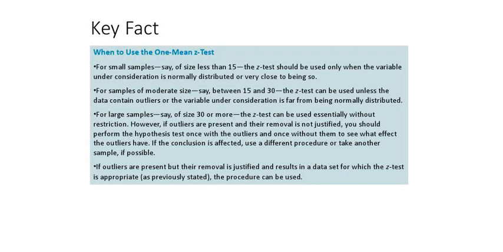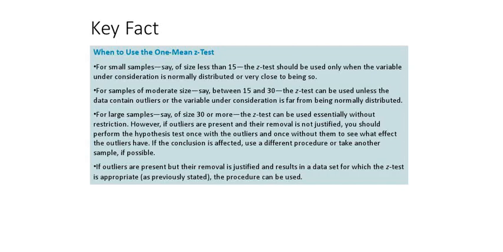However, if outliers are present and their removal is not justified, you should perform the hypothesis test once with the outliers and once without them to see what effect the outliers might have. In reality, that's what we try to do. But if the conclusion is affected, we're going to use a different procedure or take a different sample if possible. If outliers are present but their removal is justified and the results are for data for which the z-test is appropriate, then the procedure can be used.